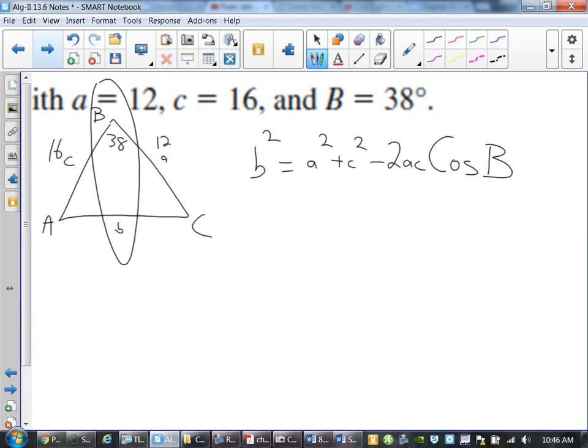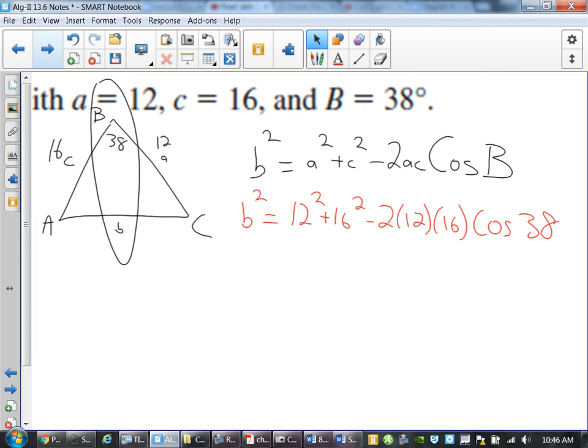Okay. So in this case here, I need to solve for little b, knowing little a, little c, and big B. Fill in the blank. B squared is 12 squared plus 16 squared minus 2 times 12 times 16 times the cosine of 38. Are there any variables on the right-hand side of that equation? Nope. So, what do?